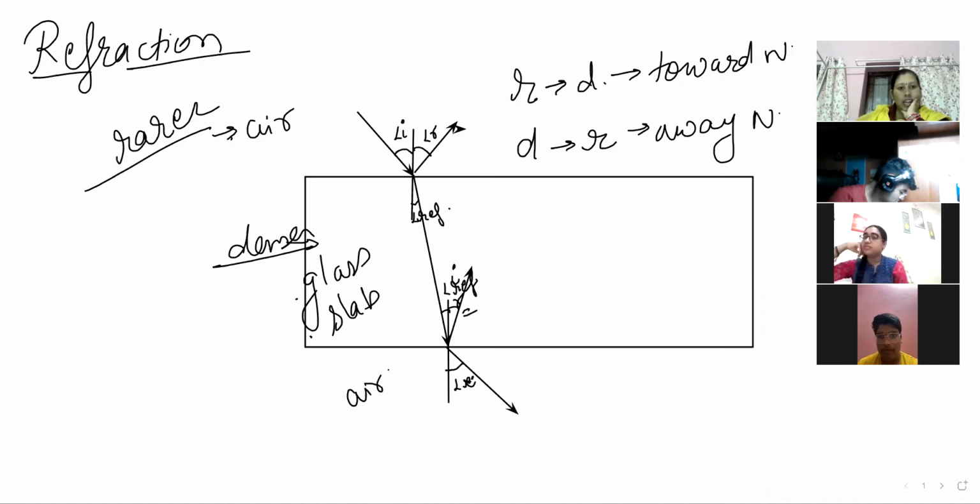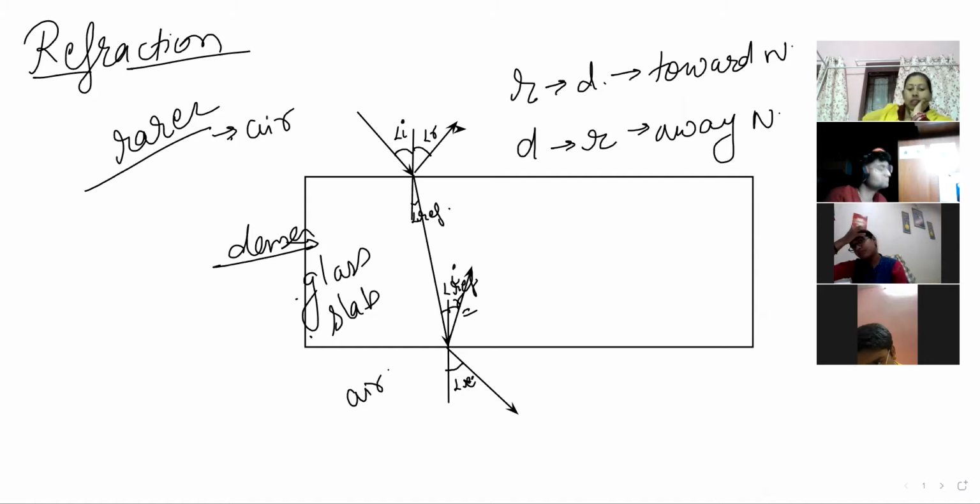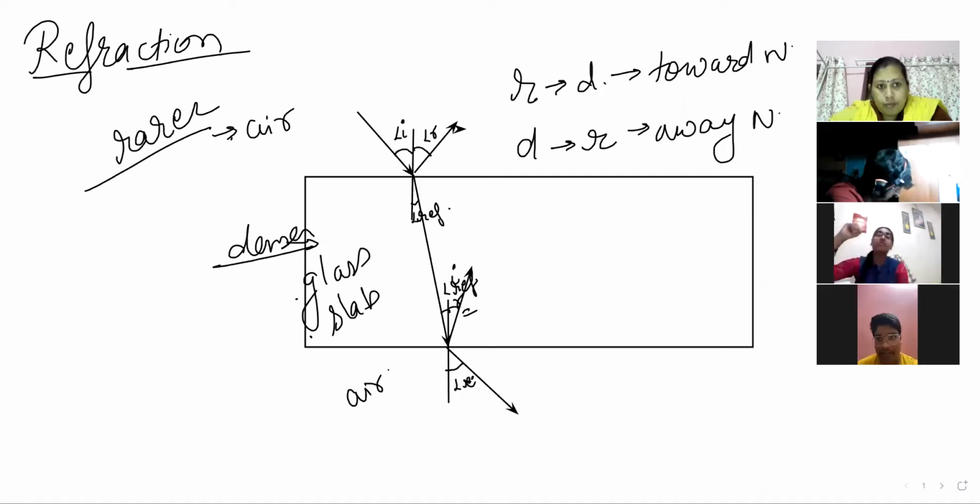Srijit, why are you not interacting too much? Ma'am, should I say the same statement which you said? Yeah. If a ray of light is coming from rarer to denser, the deflected ray will move towards the normal. And if a ray of light is coming from denser to rarer, then the light ray will be away from the normal.